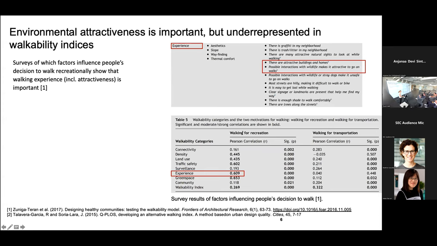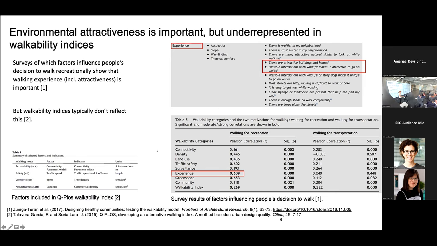and then they correlated those responses with the actual amount of walking that takes place. And they found that this experience category, which included things like the aesthetics, was one of the most important. It had one of the highest correlations with actual walking activity. So I think it is important, but it's just very difficult to measure. So that's why the attractiveness of the built environment hasn't been considered a lot in these walkability indices.